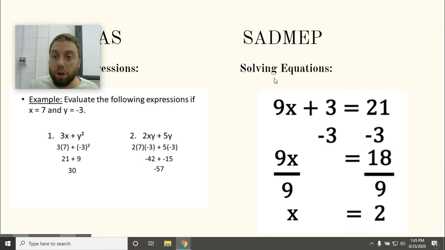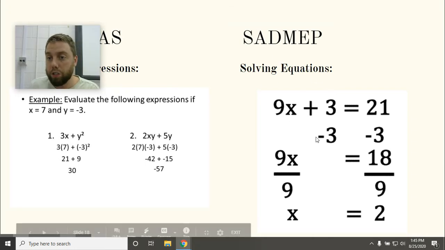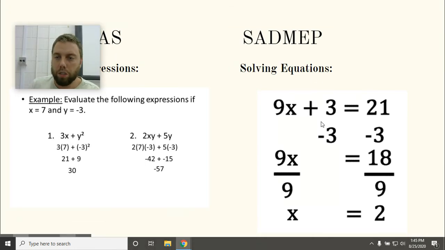But when we're solving equations, here's an example of a two-step equation. We'll look into more of these in just a moment. We're going to do the opposite. We're going to do addition, subtraction first. So we're going to get rid of this addition right here. We're going to get rid of that first. That's our first focus.